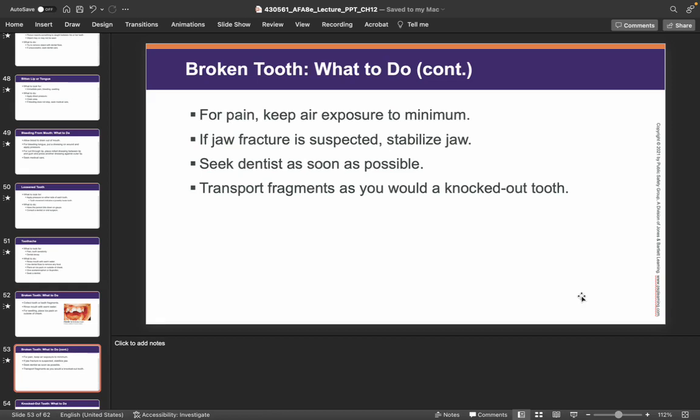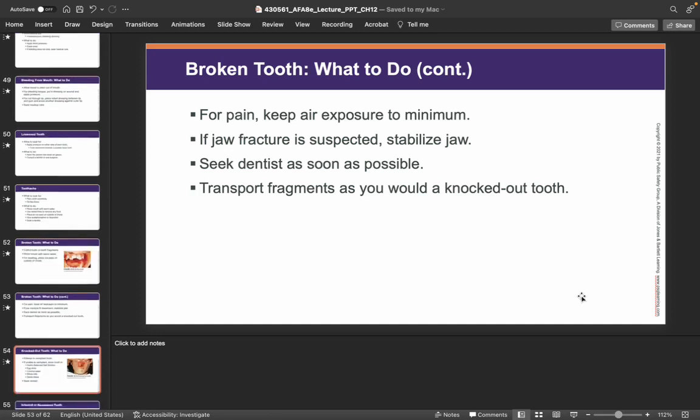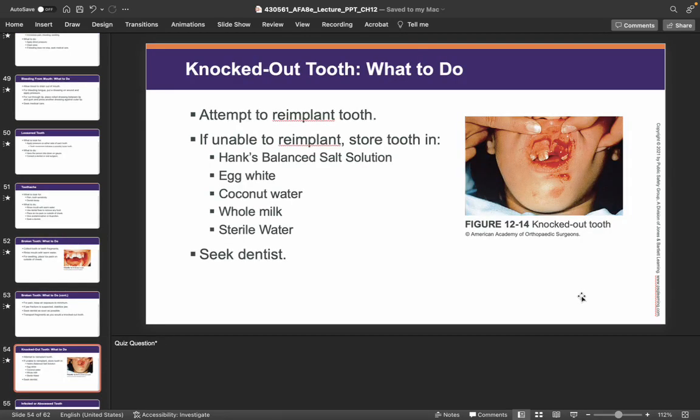And then we're going to talk about a knocked out tooth. There are specific ways to transport teeth to preserve them. Okay, for a knocked out tooth, you're going to try, if you can, to re-implant the tooth. The best place to transport it to preserve the tooth is inside the person's mouth. If you can put it back in the socket where the tooth was out and it will stay, then that's the best place for it. If not, here are some options.